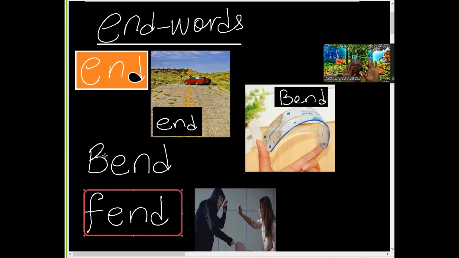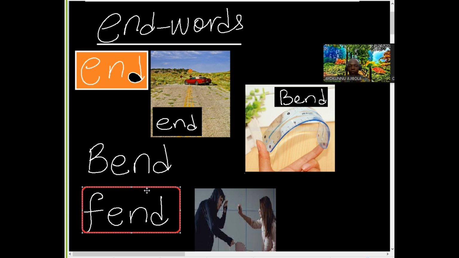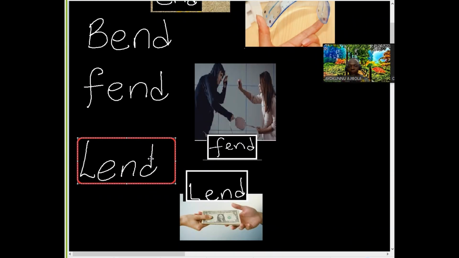Now the next one. Fend. Now use your hand like this to fend. Do your hand like this. Let me see your hand like this. Look at this. Fend, fend, fend, fend. Do it again. Fend. Do your hand. Do it again. Fend. Let me see your hand moving. Look at this. Fend. Do it again. Now say fend. Fend. Fend.